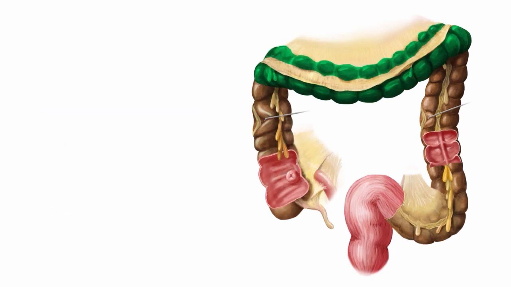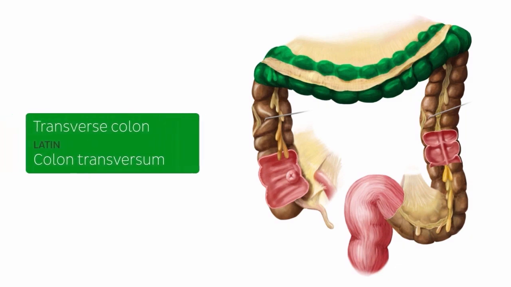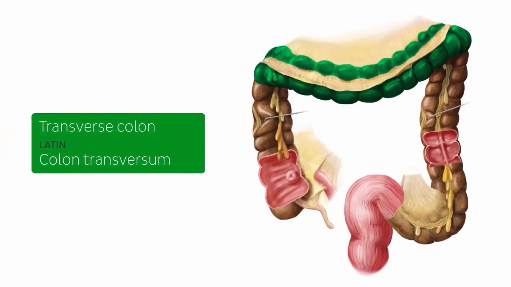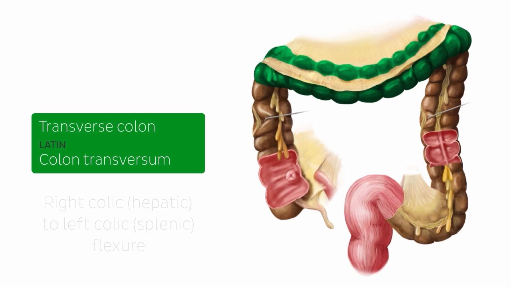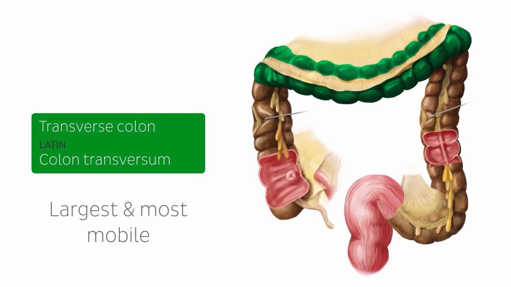The next part of the large intestine is the transverse colon. This horizontally running part of the large intestine extends from the right colic or hepatic flexure to the left colic or splenic flexure of the large intestine. The transverse colon is intraperitoneal. It is the largest of all the sections of the large intestine, as well as the most mobile.